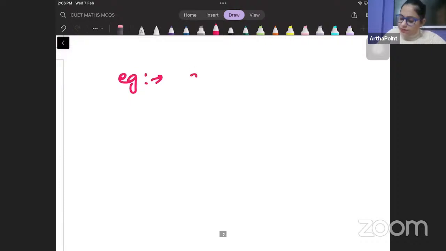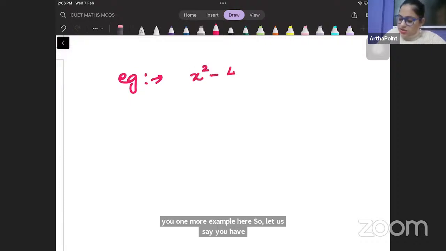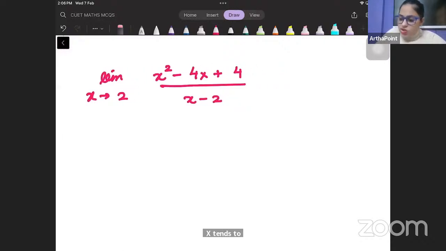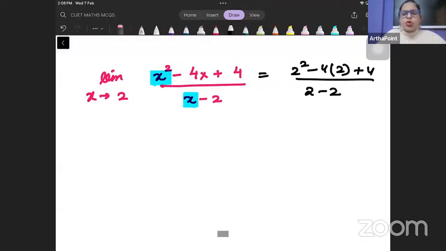जैसे for example, let me give you one more example here. So let's say you have (x square minus 4x plus 4) upon (x minus 2) and limit x tends to 2. Now just see here. जब आप x को 2 plug in करोगे, what will you get? You will get (2 square minus 4 into 2 plus 4) upon (2 minus 2). तो clearly दिख रहा है that the denominator is 0. I can't even go further. The denominator is coming 0. I need to stop here. So one of the techniques that can be applied is a factoring method.